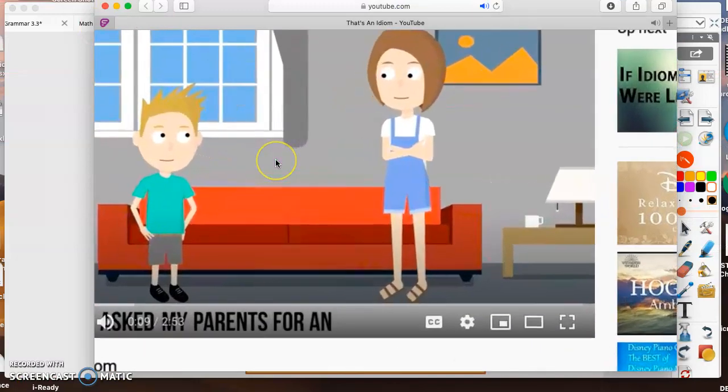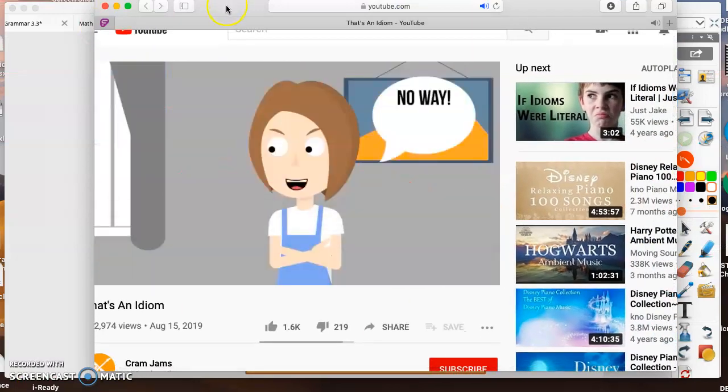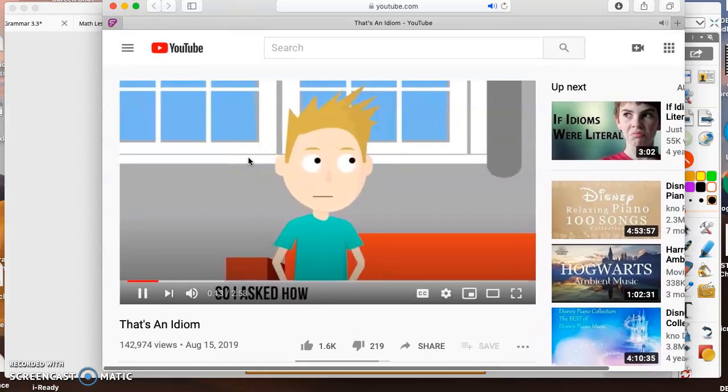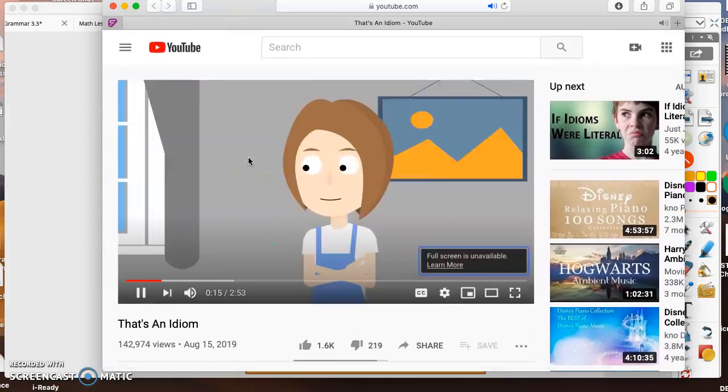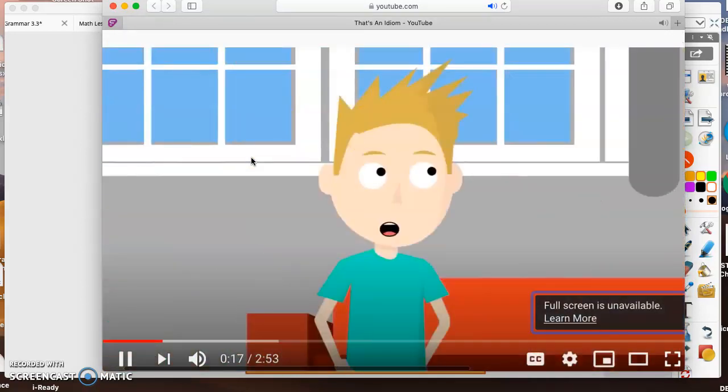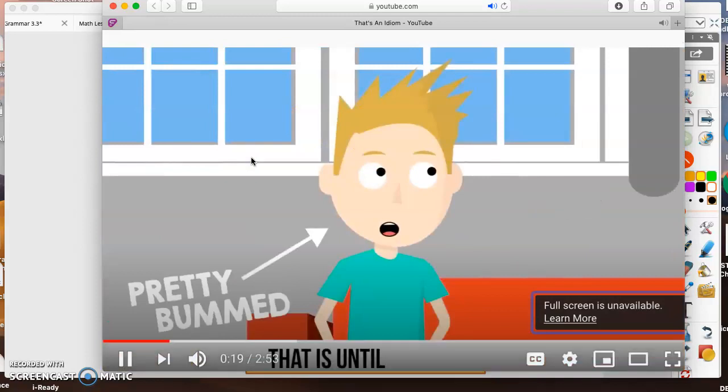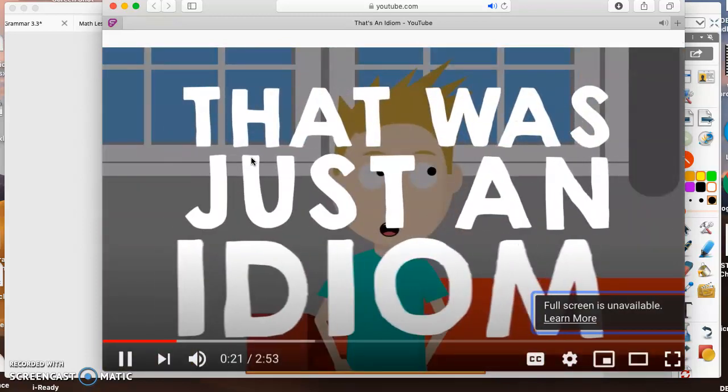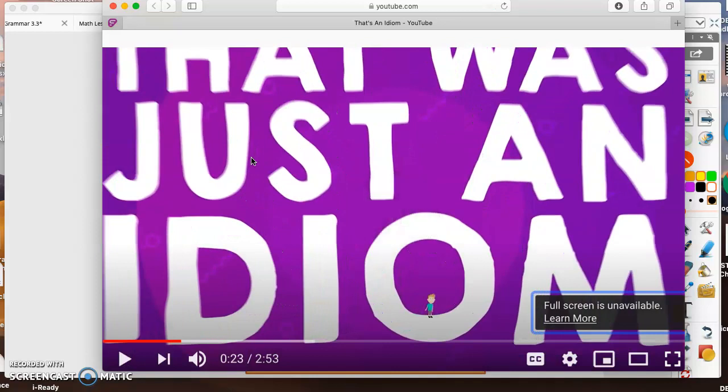I asked my parents for an iPad and they said no way, it's too expensive, so I asked how much I'd have to pay. They said an arm and a leg, and I was pretty bummed. That is, until I learned that that was just an idiom. The fact that it costs an arm and a leg doesn't actually cost you your arm and a leg. It just means that it's very expensive. So that's an example of an idiom.